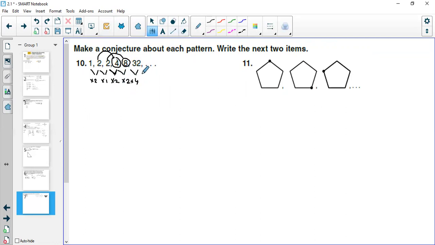So what do you think is going to be the next term? 32 has to be multiplied by what now? 8 was multiplied by 4 to get 32. Now for the next term, 32 has to be multiplied by 8. So 32 multiplied by 8 is going to give us 256.